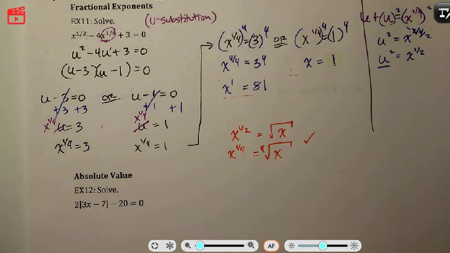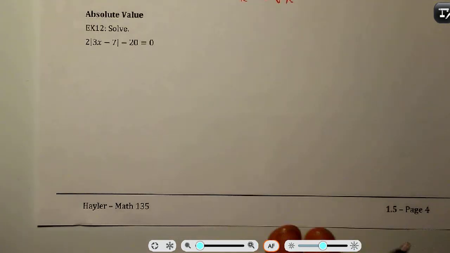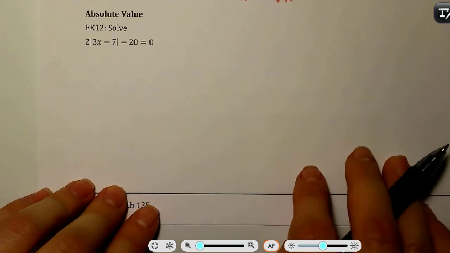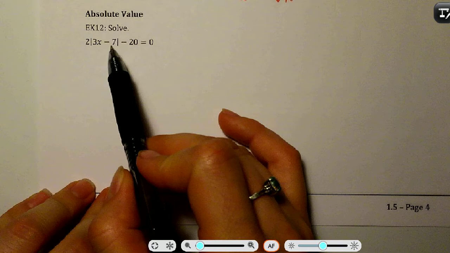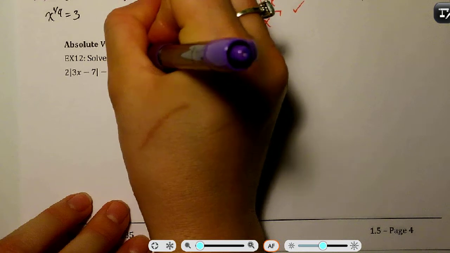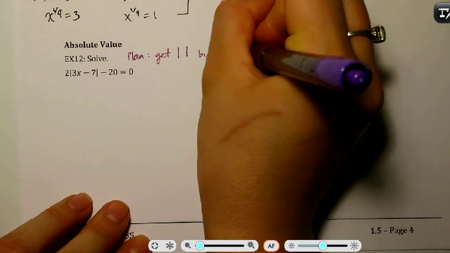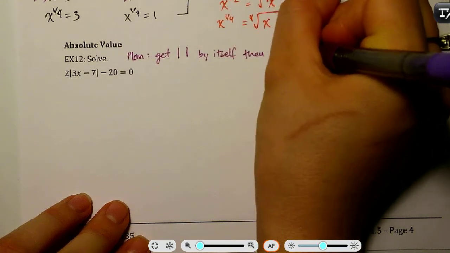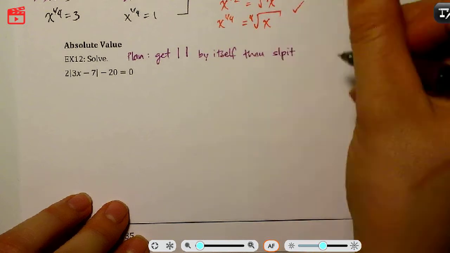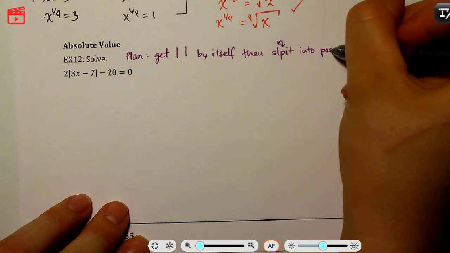Yep, let's just check one thing here. Yeah, okay. And the last problem, absolute values. Whew, we're running through lots of different types of equations in this. Why is it called an absolute value? Well, because we have an absolute value. So, what is the plan? As usual, it's good to have a plan. Plan: get the absolute value by itself, then split into positive and negative case.